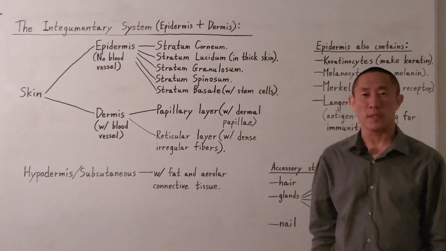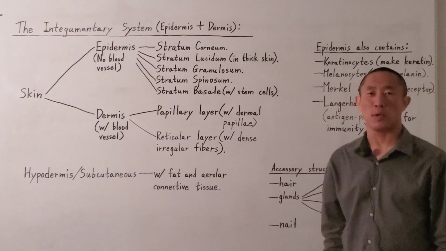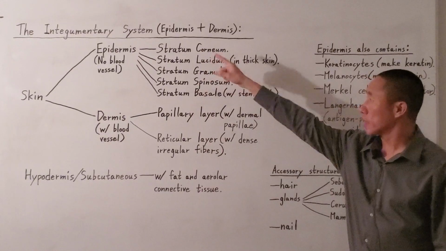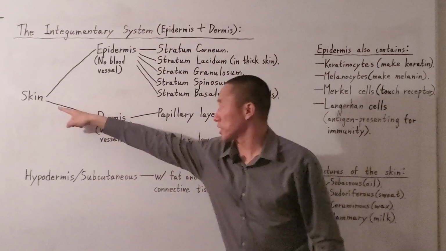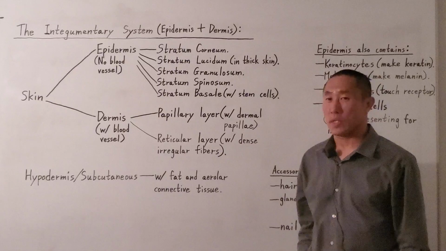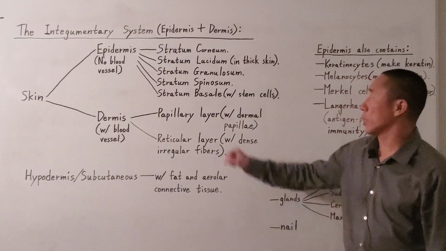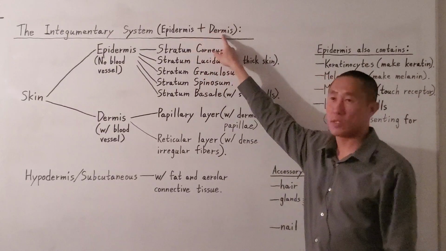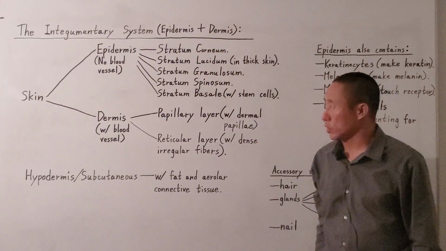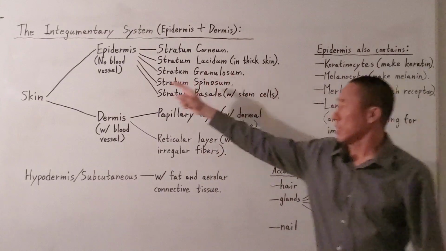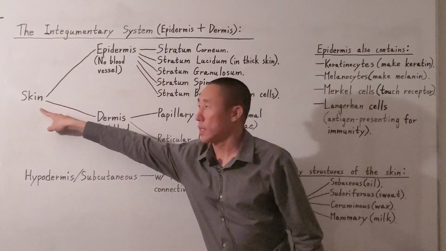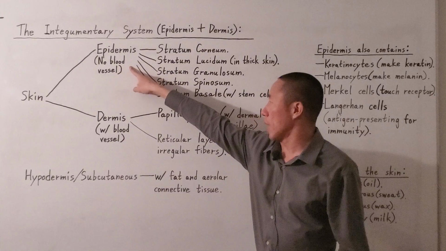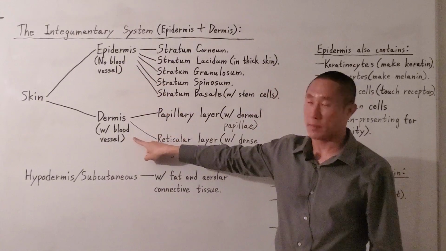Hello everyone. In this video, we are going to talk about the integumentary system, which is also called the skin. Now, the integumentary system technically only includes two layers, the epidermis and the dermis. You can see it in this concept map. If you look at the skin right here, it's separated into the epidermis and the dermis layer.